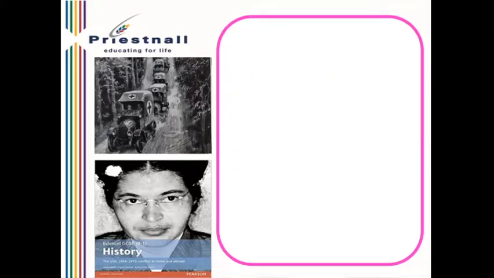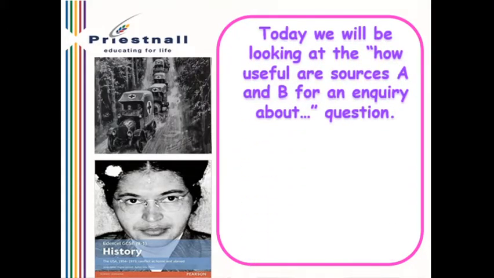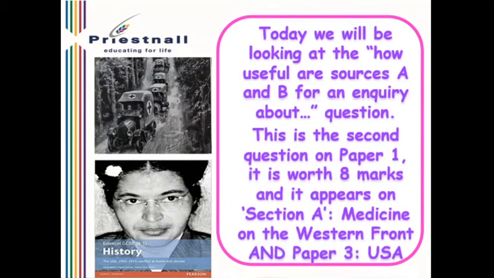So today we're going to be focusing on how to answer a certain exam question. The exam question that we're going to be looking at is the "how useful are sources A and B for an inquiry about" question. Right, so this is the second question on paper one. So we're going to be looking at a paper one example today.